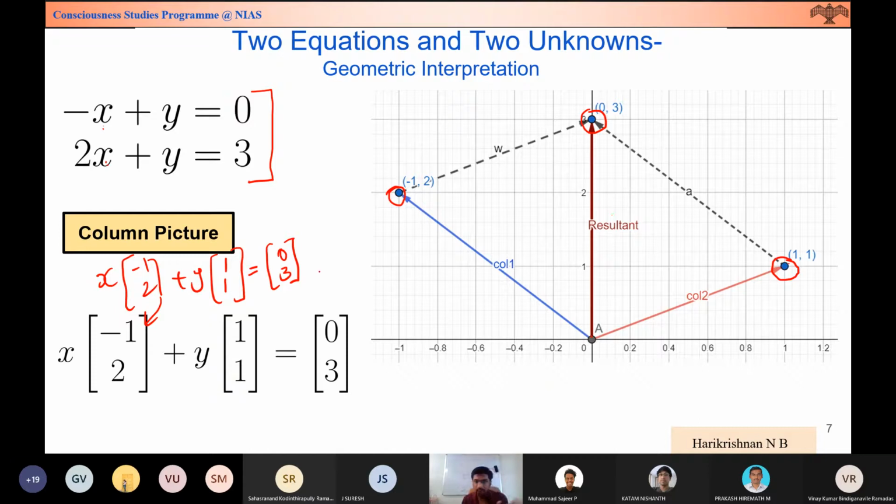So it's very straightforward in this example, right? You can just substitute x equal to 1 and y equal to 1, and you can get 0 and 3. So minus 1 plus 1 is 0 and 2 plus 1 is 3. So it's very straightforward in this example. So this is one way of seeing the solution to a linear system of equations.